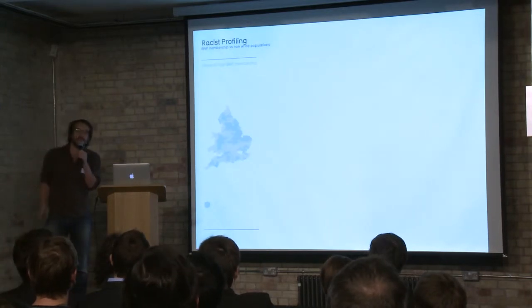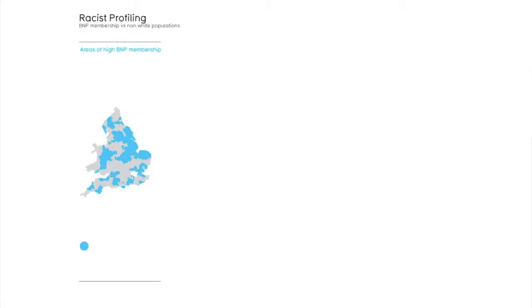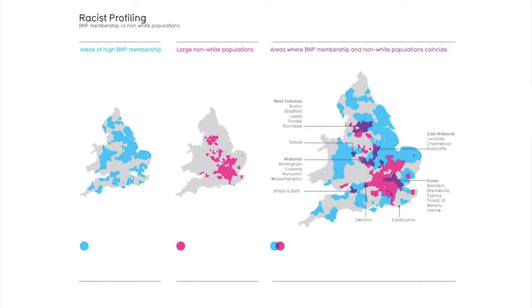I was curious, you remember when the BNP were having this resurgence of interest a couple of years ago, and these are the areas where there was high membership of BNP. And then I thought, well, how does that correspond to areas of large non-white populations? What's the relationship? And again, it's not something you can see very easily in a spreadsheet, but if you visualize it just using these simple colors and then overlay them, you can start to see patterns you wouldn't necessarily see before. And this isn't hard science, it's just a correlation, but it's the beginning of an investigation.